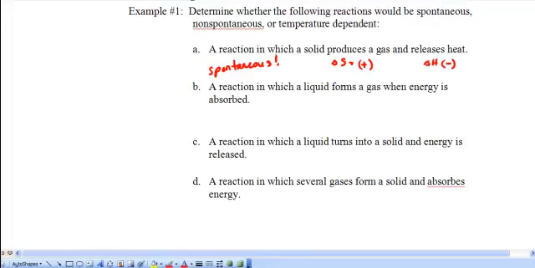Now we have a reaction in which a liquid forms a gas. Well, once again, you're going from a more ordered to a less ordered state. So delta S will be positive. That's a good thing. You want to create more randomness. But then energy is absorbed. Well, if energy is absorbed, delta H will also be positive. That's not good in terms of spontaneity. So if you have one that says that it is and one that says that it isn't, it is going to be temperature dependent.